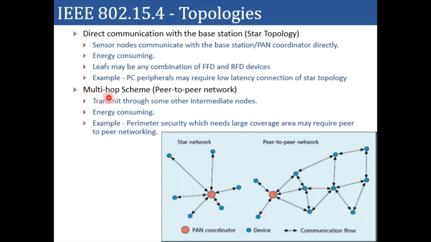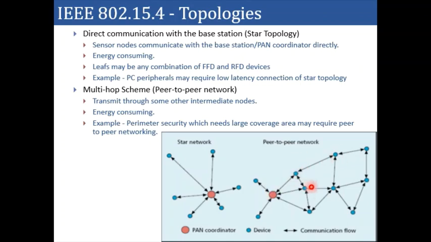Then next is multi-hop scheme, which is also known as peer-to-peer network. Here the devices transmit the data through other intermediate nodes. If you see the peer-to-peer network, the end node will send data to the PAN coordinator via hopping. It will first send data to the nearest node, and then the nearest node will transfer data to other nodes, and finally it will reach the PAN coordinator.